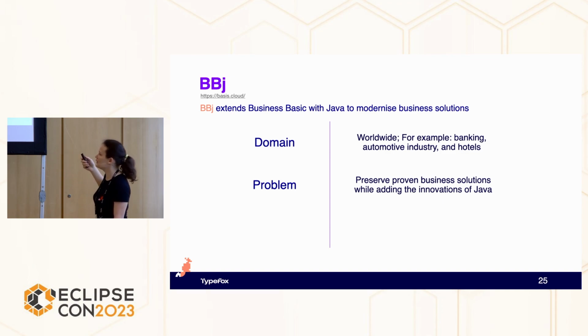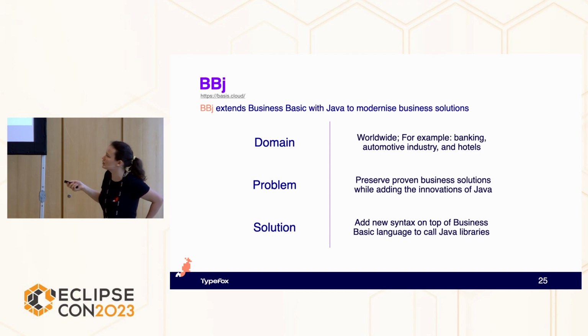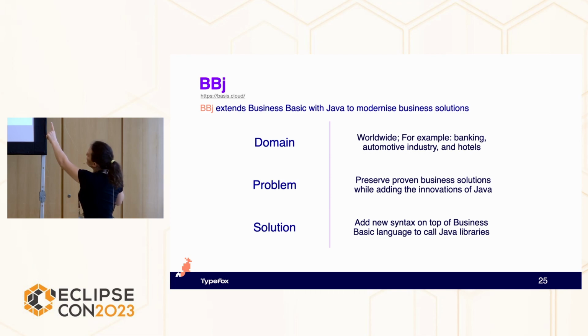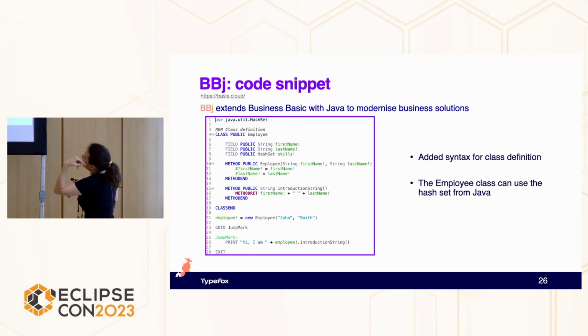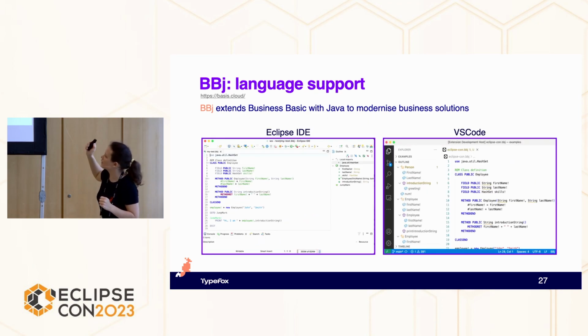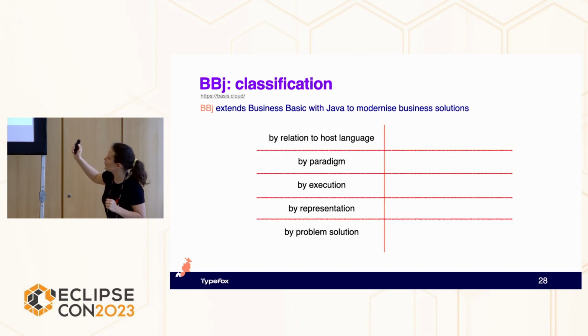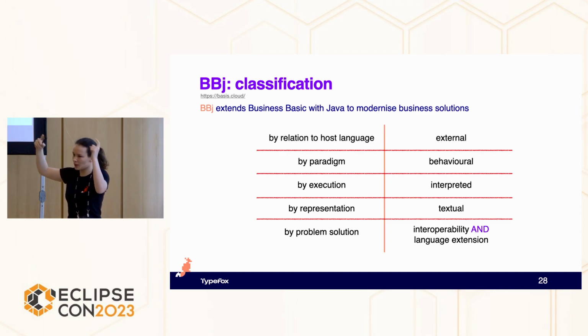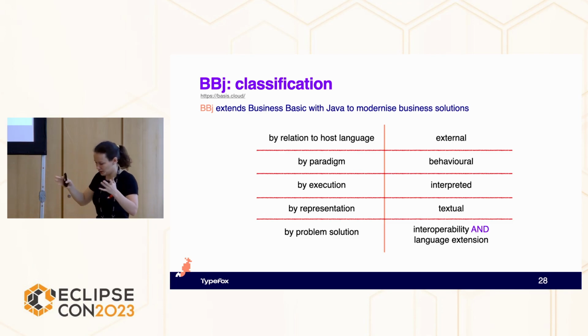The solution can be adding new syntax on top of the business BASIC language to call Java libraries. And that's how this language looks like. So we added syntax for class definition. And also we can use a hash set from Java here and there. This language has support in Eclipse IDE and in VS Code. And again, classification 1, 2, 3, 4, 5. By problem solution, it's interoperability, because now we can connect Java and business BASIC, and it also extends the language.